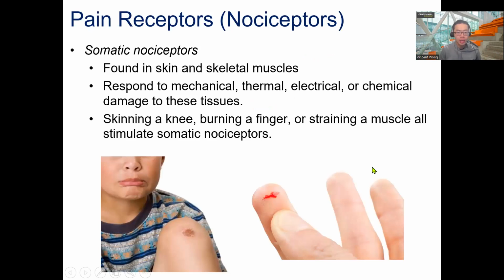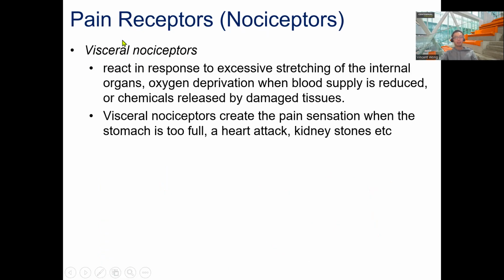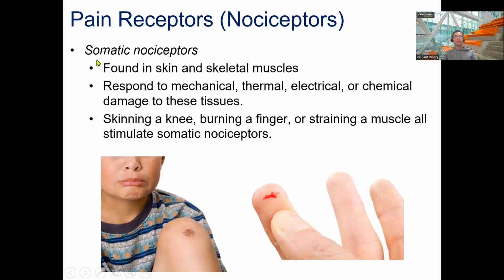Next, we have these nociceptors. Nociceptors is a fancy word for pain receptor. There are two kinds of nociceptors: the somatic nociceptors and the visceral nociceptors. Generally, somatic nociceptors relay pain that originates from the outside of the body. These are body parts that you normally have voluntary control over. Cutting your skin or hurting your muscle is going to be picked up by somatic nociceptors.